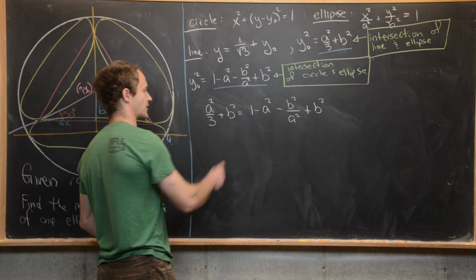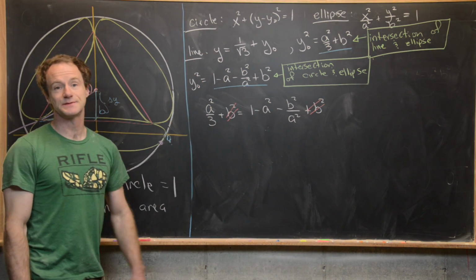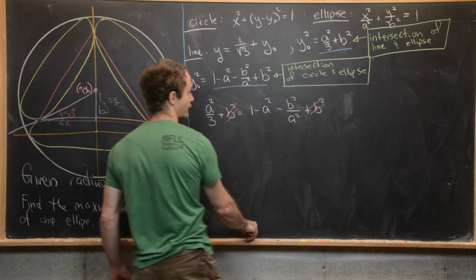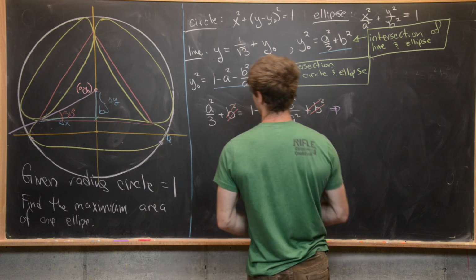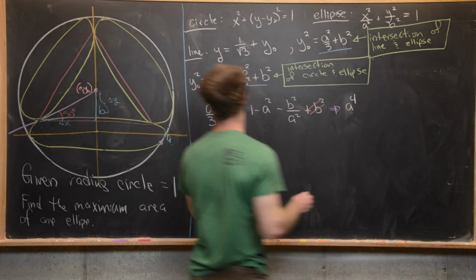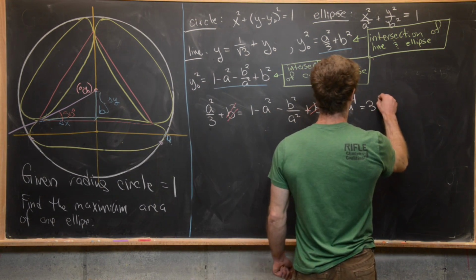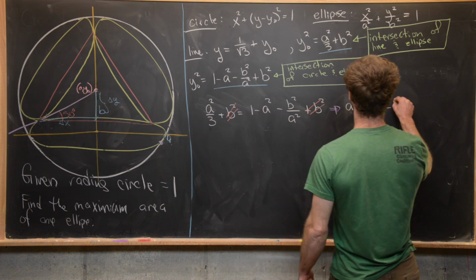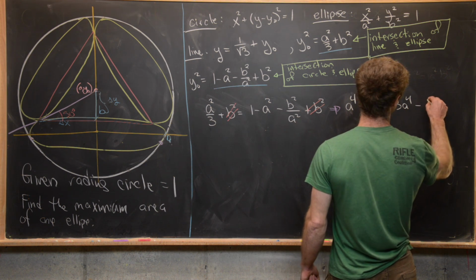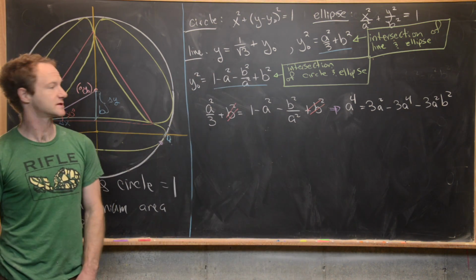Now, first things first, I can cancel this b squared with this b squared. Then next, maybe I can clear the denominators on both sides of the equation by multiplying by 3a squared. So let's see what that gives us. That'll give us a to the fourth. So that's multiplying this by 3a squared equals 3a squared minus 3a to the fourth. And then finally minus 3a squared b squared. So that's what we get for all of those parts.